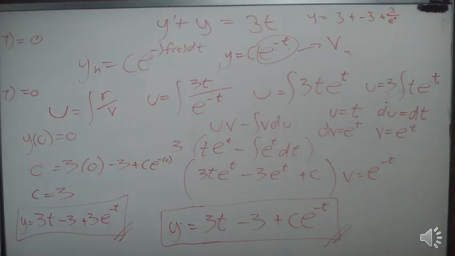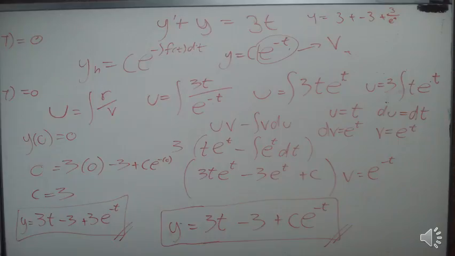So we use the integration by parts formula. We have 3 that multiplies t times e to the power of t minus the integral of e to the power of t dt. So at last we have 3t e to the power of t minus 3 e to the power of t plus c. That is our u, and all that we multiply by v, which is e to the power of minus t. So at last we have y equals 3t minus 3 plus c e to the power of minus t.